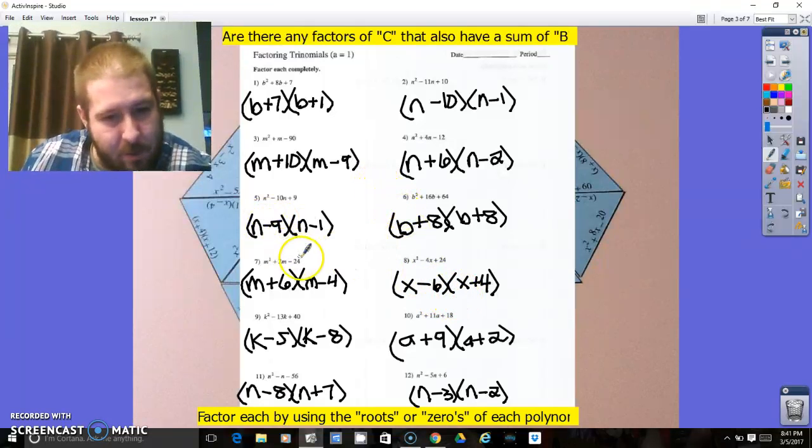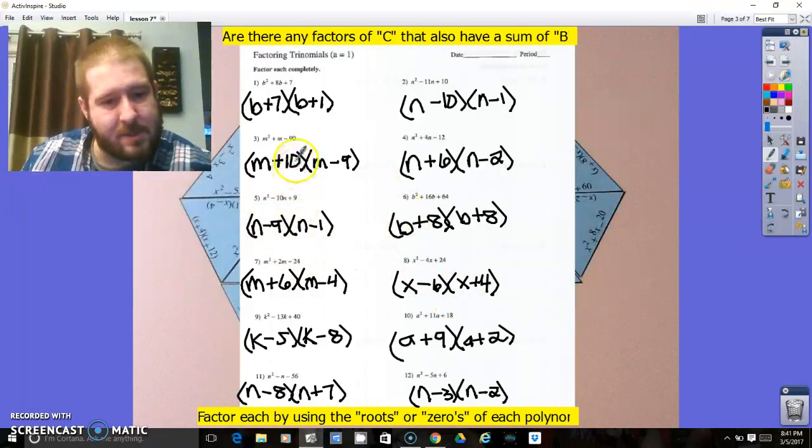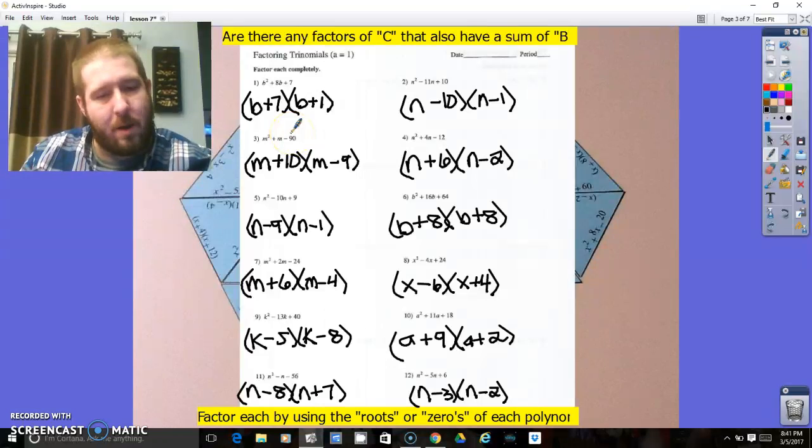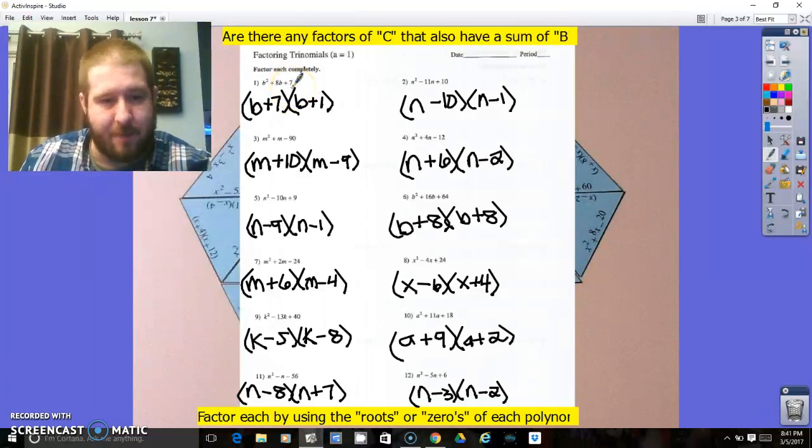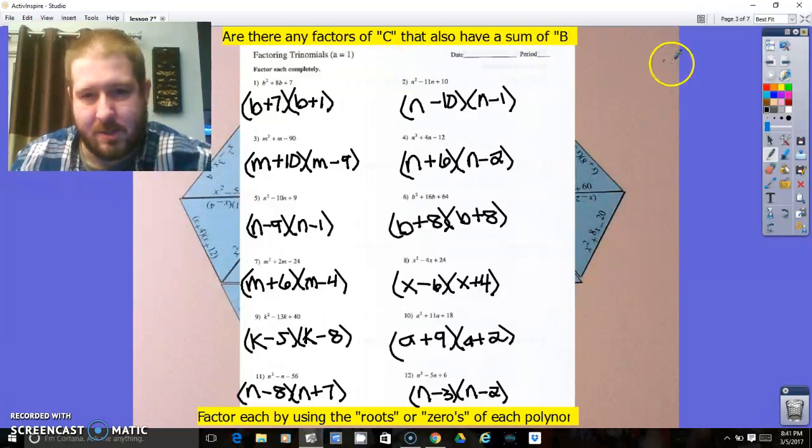A couple things I want to point out. Remember, like I said on the warm-up just a second ago, if the C term is negative, then that tells you that they have to be one of each. The two factors have to be one positive, one negative. If the C term is positive, then that tells you either both factors are positive or both factors are negative, or obviously the other choice is it's not factorable.